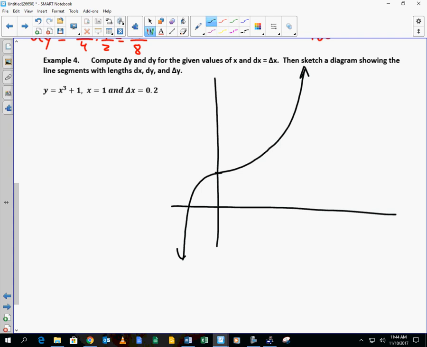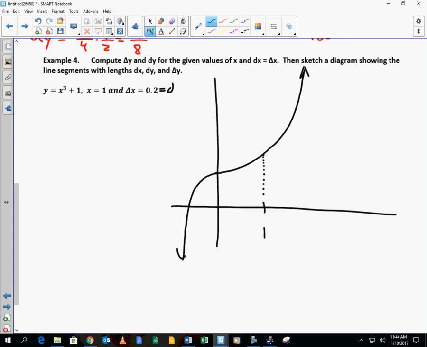What is the x value that we're using? We're using 1. So this is the question that the problem is trying to ask. It says compute delta y and dy for the given values of x and dx equal delta x. Sketch the diagram, show line segments with dx, dy, and delta y.